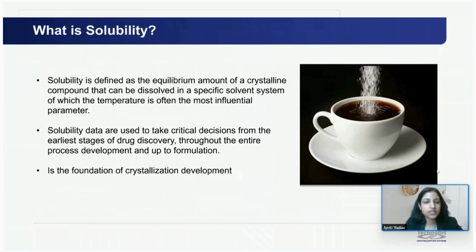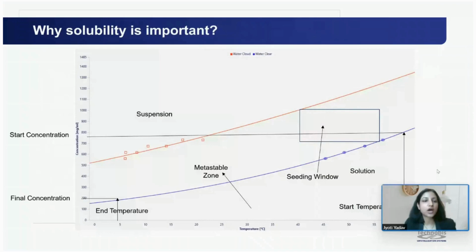So how do we measure the solubility? This is a phase diagram representing temperature-dependent solubility and metastable zone width, which gives a lot of important information. The blue line represents the solubility curve and defines the equilibrium concentration that can be dissolved at specific temperature.